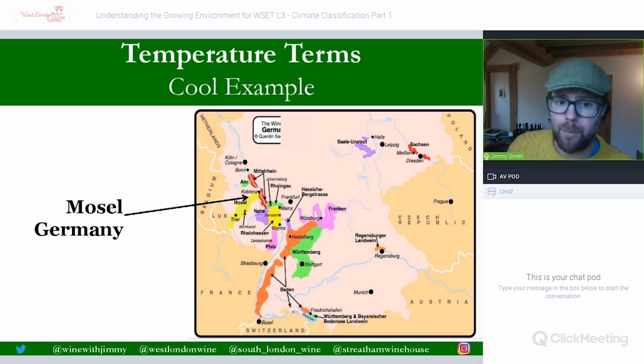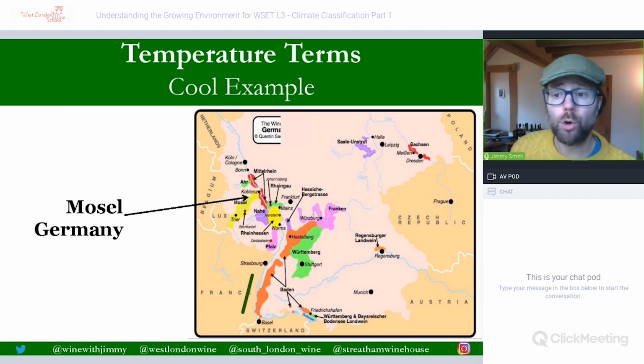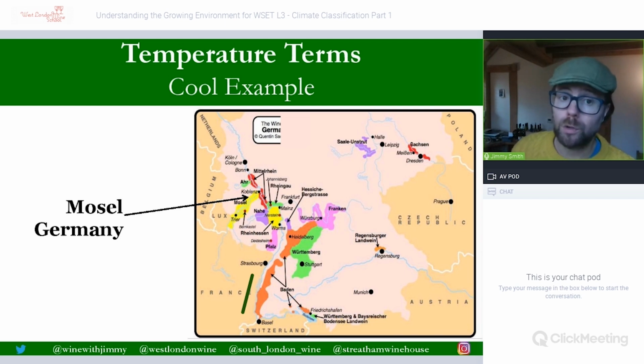So we have some examples. Well, I've given you one example here. This is the Mosel in Germany, classified as a cool continental climate. So the description of cool means that the average temperatures during the growth season are below 16.5 degrees Celsius. You could also say that Alsace in eastern France, which is in fact down here, is also cool continental. You could say Champagne, for instance, which is somewhere over here. You could say the Loire Valley. You could say Great Britain are all cool climates that are below 16.5 degrees Celsius.